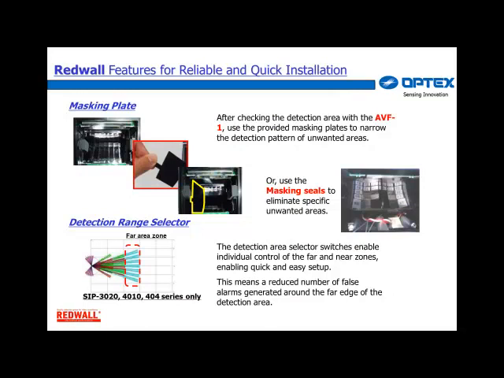After checking the detection area with the AVF1, use the provided masking plates to narrow the detection area of unwanted areas. You can also use the detection area switches to individually turn on or off the far or near zones. This means a reduced number of false alarms generated around the far edge of the detection area.